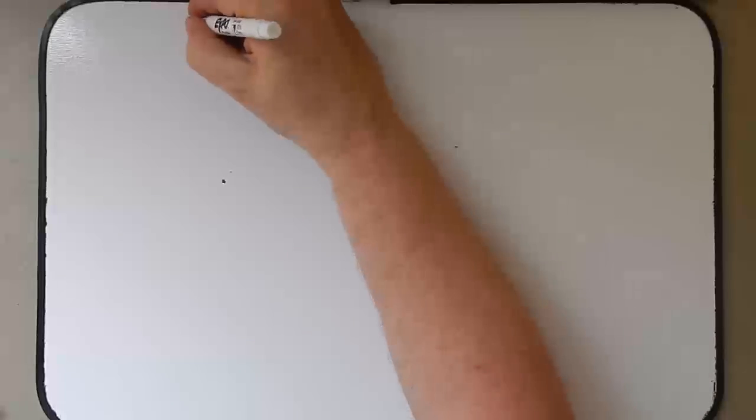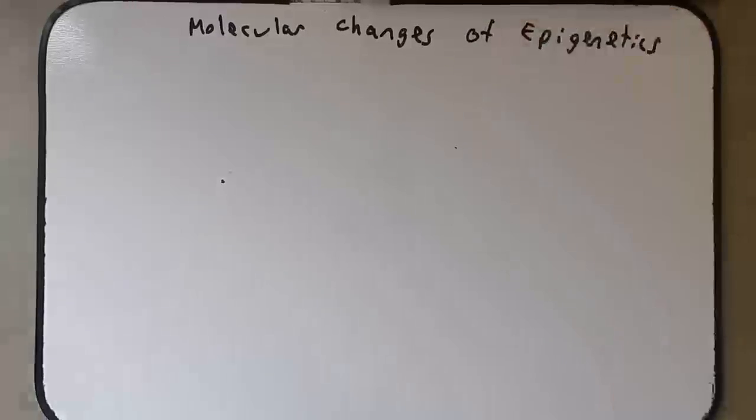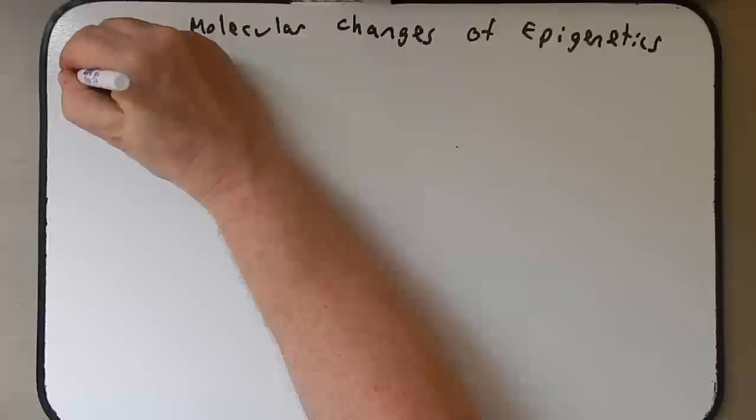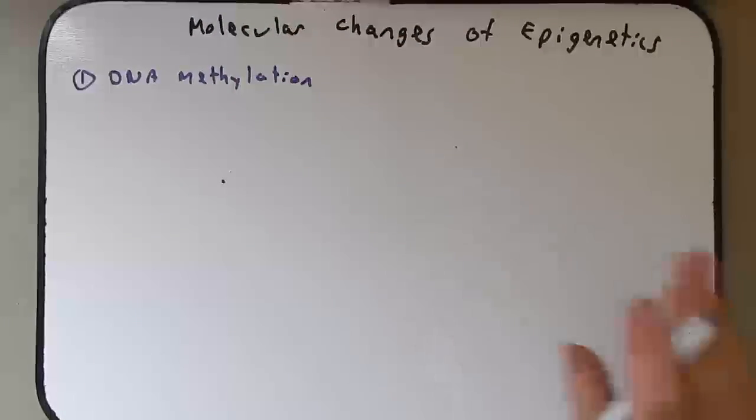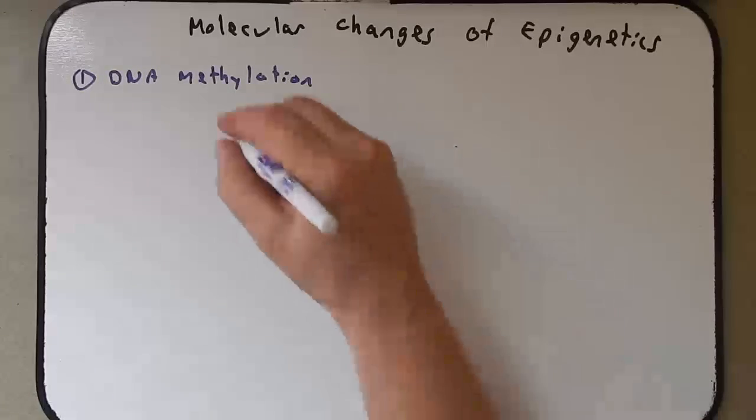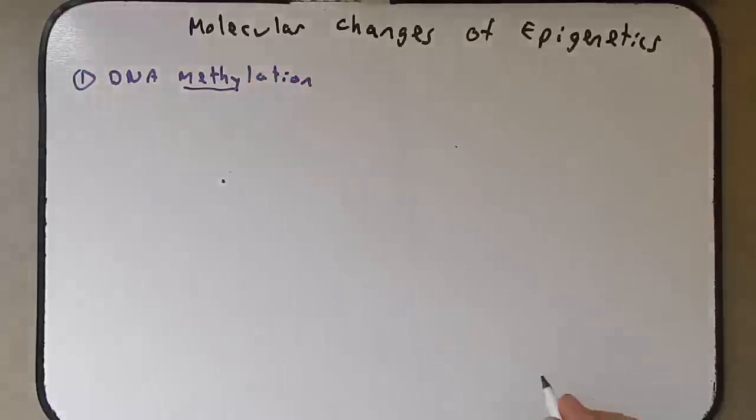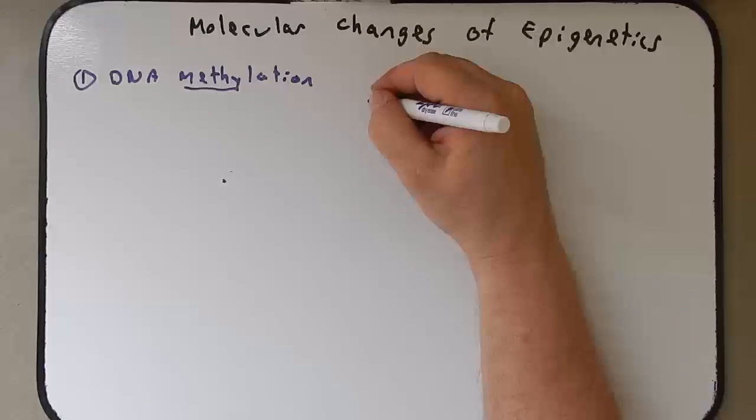Okay, let's talk about these molecular changes associated with epigenetics. The first mechanism I want to talk about is DNA methylation. Now remember, we don't mutate DNA with epigenetics, but the bases can be modified. So we're not changing it from, say, a cytosine to a guanine or a thymine to a cytosine or anything like that. We take the actual bases and we add a methyl group to them. And methyl groups aren't just added to anything. They're added very specifically to cytosines.